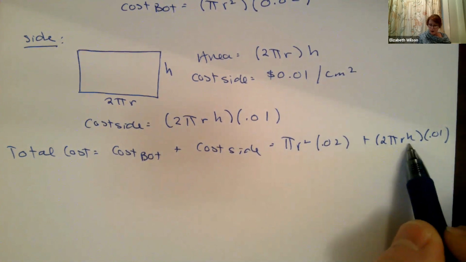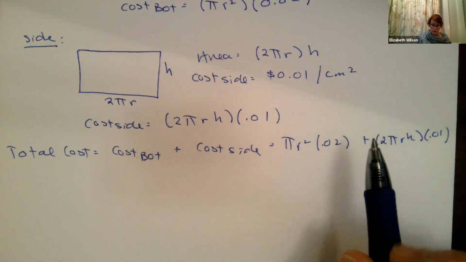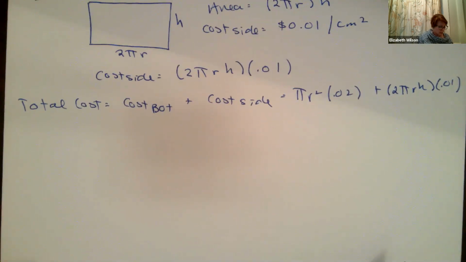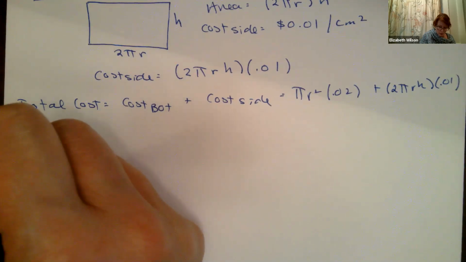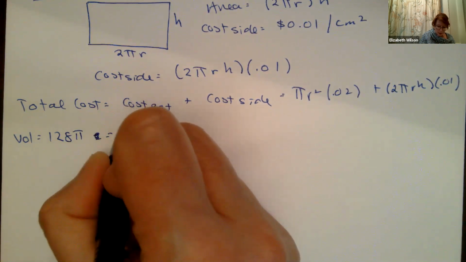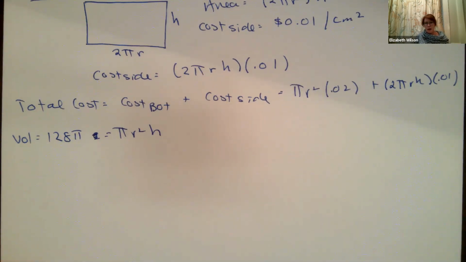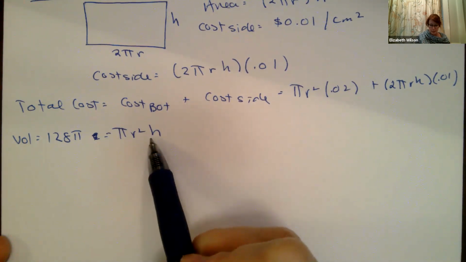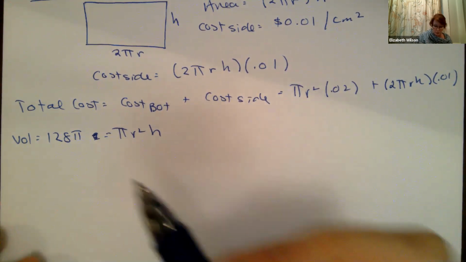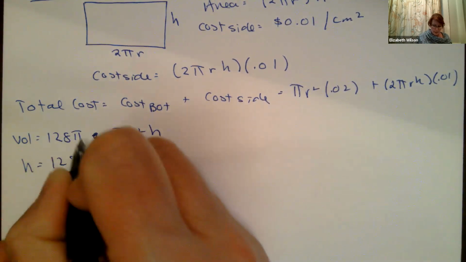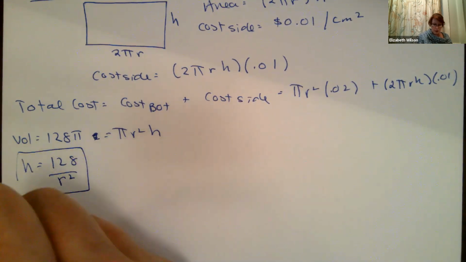I have things in terms of r and h, but I just want one variable. So I'm going to go back to my volume equation and solve for one in terms of the other. Remember, our volume was equal to 128 pi, which is equal to pi r squared h. It doesn't matter which one you solve for. If you solve for r, you'll have r equals some square root of something. I did it in terms of h. So I got h equals 128 over r squared. The pi's cancel. Remember this because you're going to need it later.